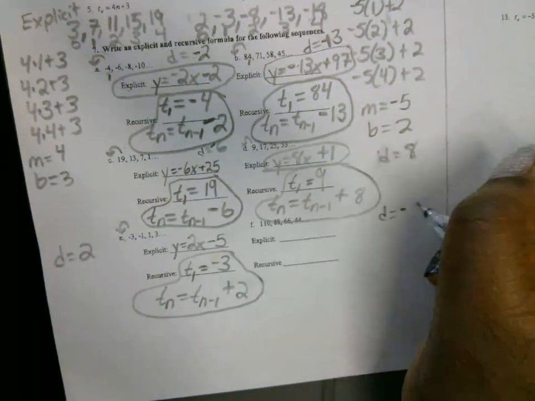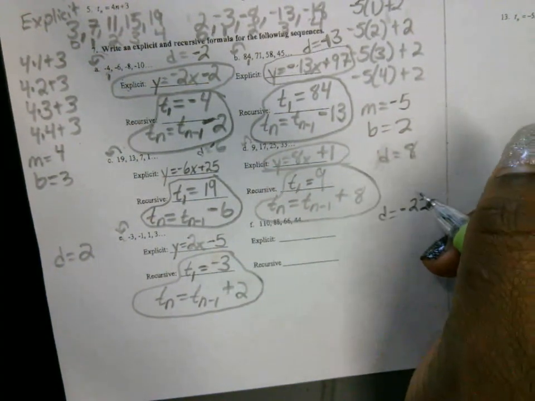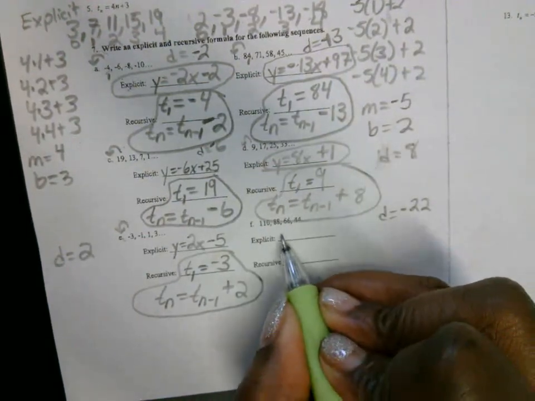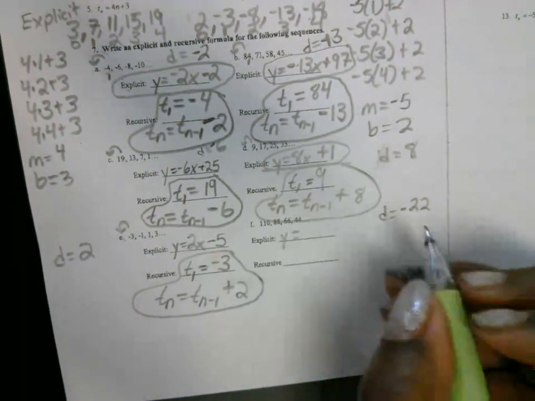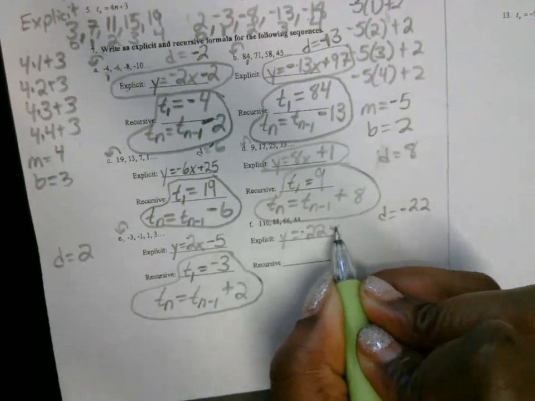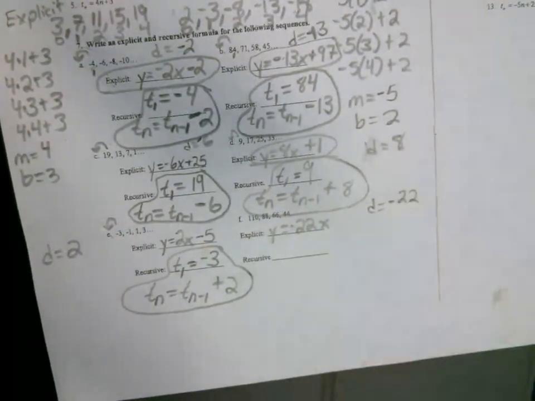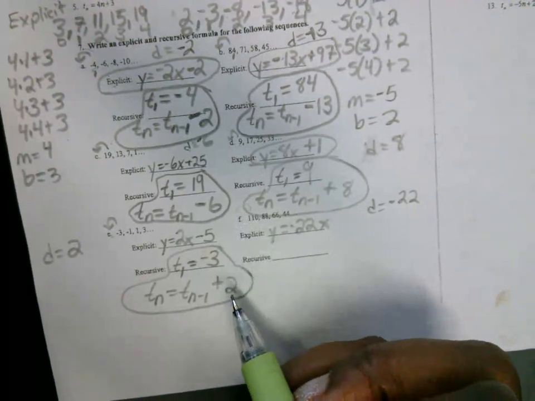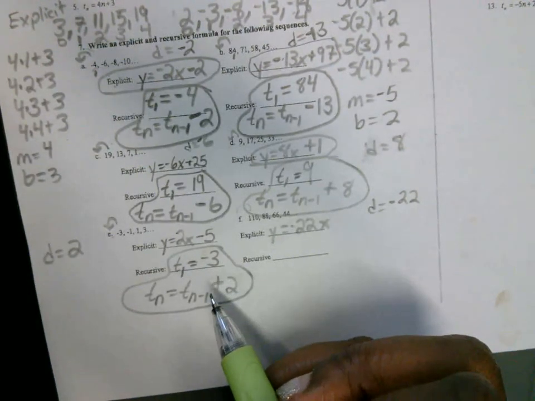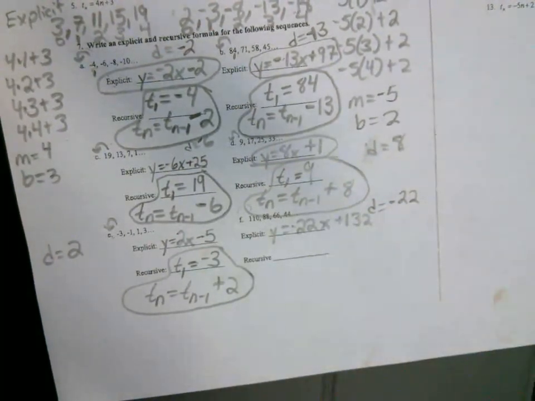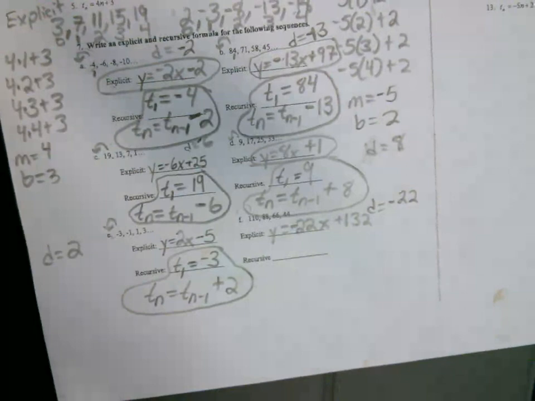Minus 22. Shh. Noah, come on. What's the explicit formula? Noah, y is equal to what? Negative 22x. What is the number before? Positive 132. Okay. How do we write the recursive formula for this one, Chloe?